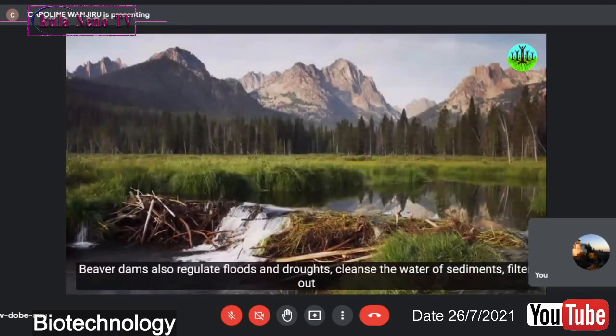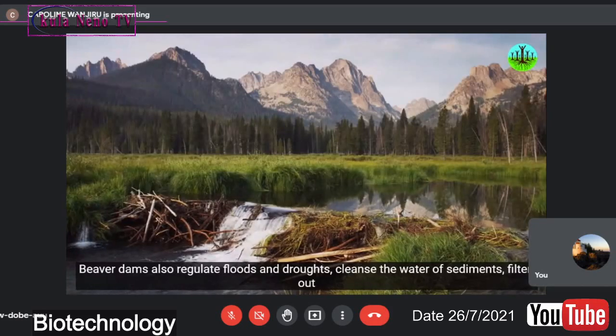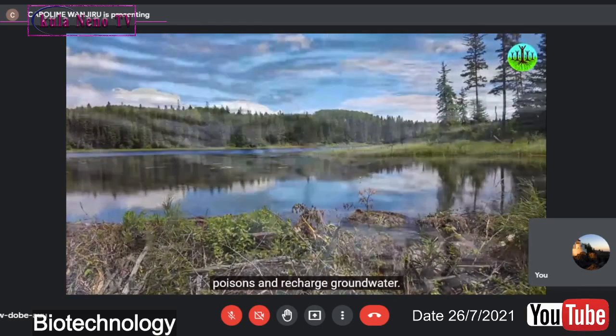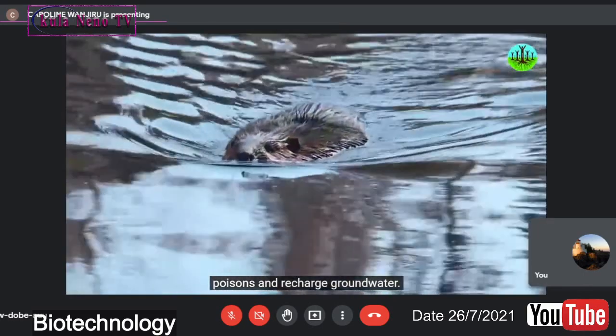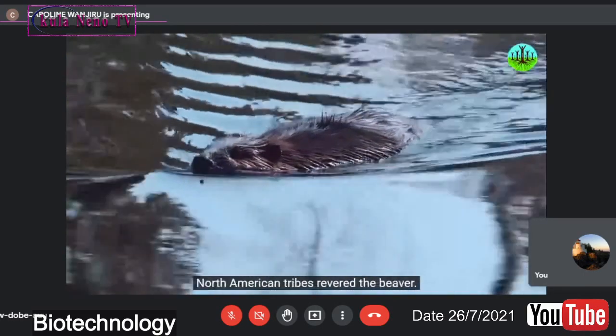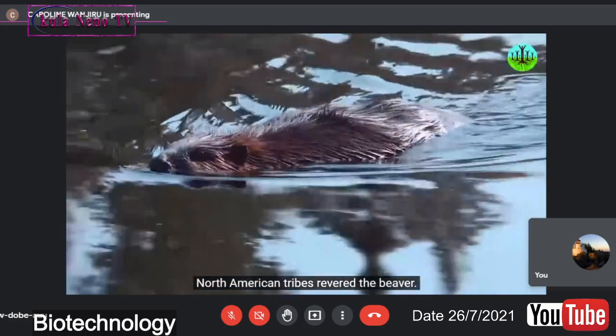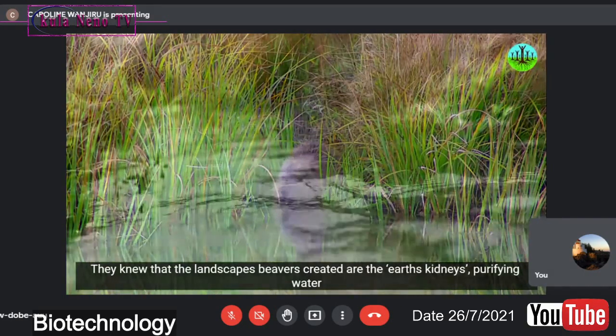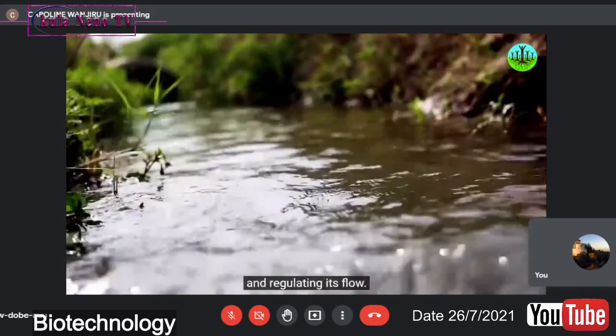Beaver dams also regulate floods and droughts, cleanse the water of sediments, filter out poisons, and recharge groundwater. North American tribes revered the beaver. They knew that the wetlands beavers create are the Earth's kidneys, purifying water and regulating its flow.